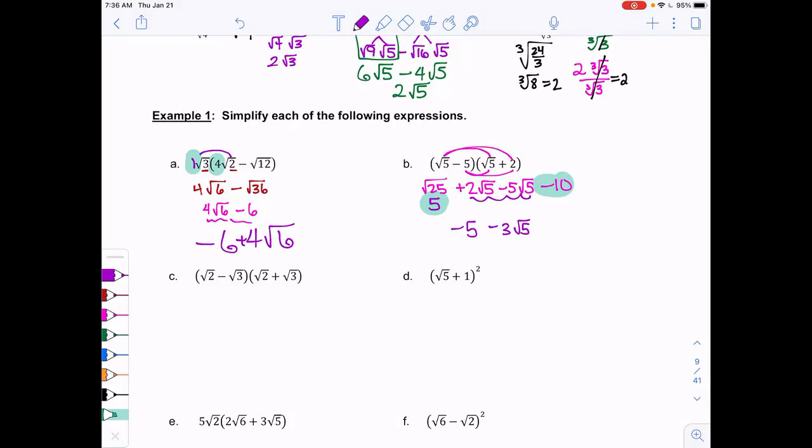So see if you can try letter C. Square root 2 minus square root 3 times square root 2 plus square root 3. See what happens with those.